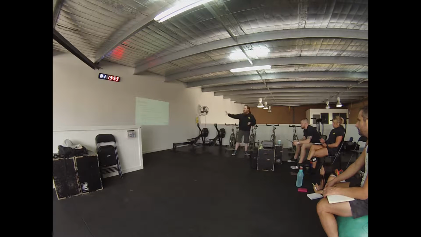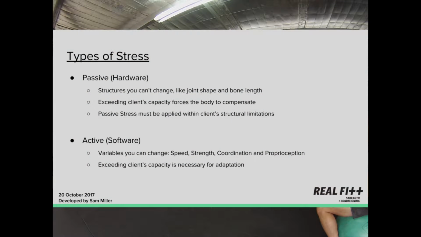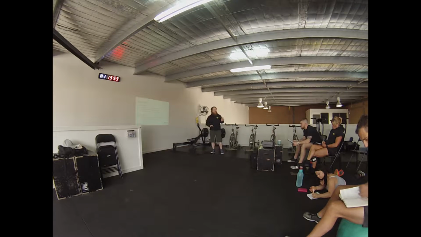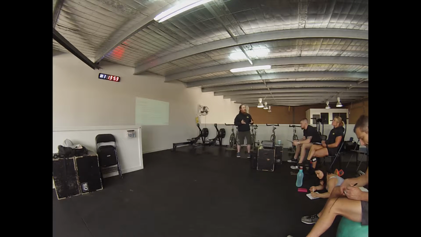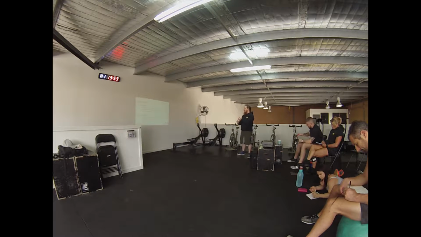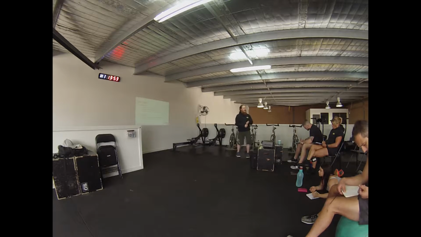Right. The last part of the movement breakdown are the two different types of stress. Passive stress and active stress. We think of passive stress as the hardware, right? The hardware is pretty constant. You can tweak it here and there, but you can't really magically make it more powerful, right? It's constant. We've got the active stress, which is the software. The software runs on the hardware.